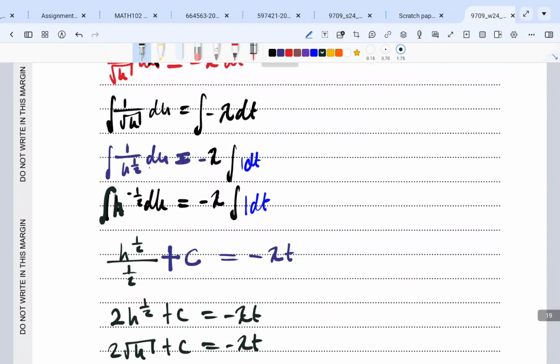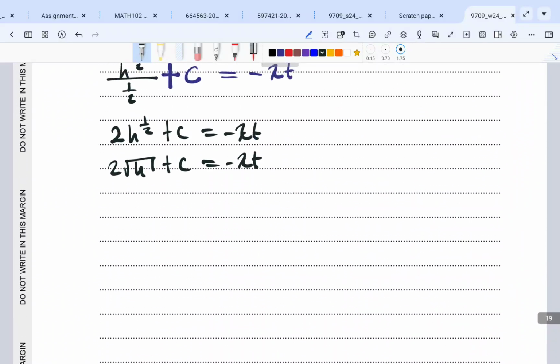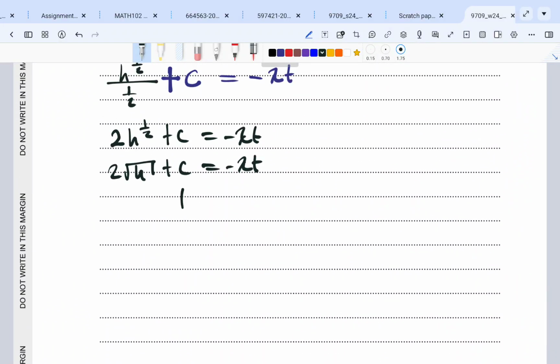We want to find the c. Here they said solve the differential equation and find everything in terms of t and h. So the only things we want to remain with are t and h. We'll need c and we'll need this lambda. Not even a problem. So since now we have this, I'm going to skip a line and say 2 root h plus c is equal to negative lambda t.